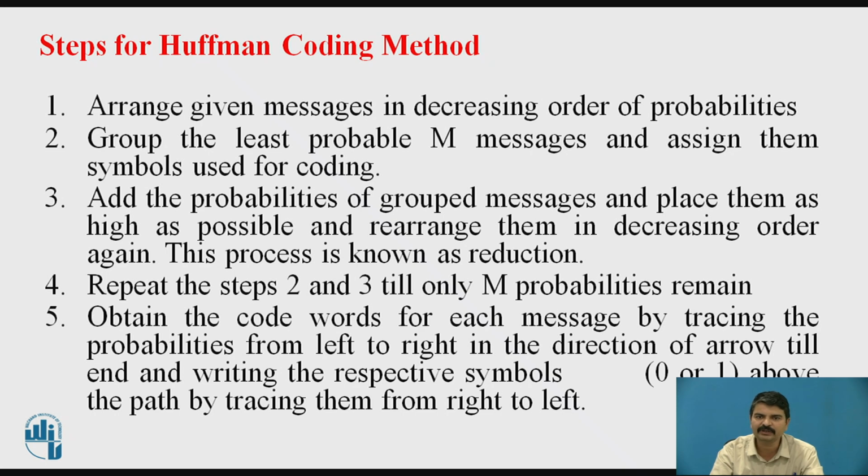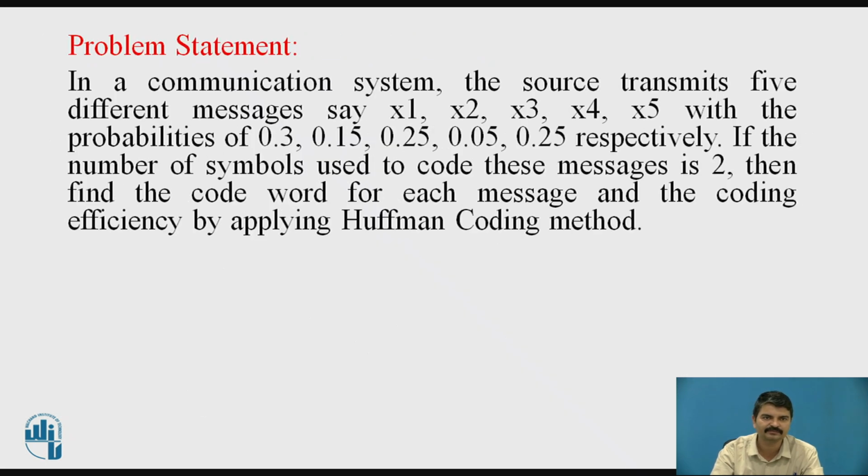Obtain the code words for each message by tracing the probabilities from left to right in the direction of arrow till the end of the respective symbols 0 or 1, which is above the path, by tracing them from right to the left. Remember, in Shannon-Fano we are considering left to right, and here we are considering from right to left. We will discuss this Huffman coding method with one problem statement.